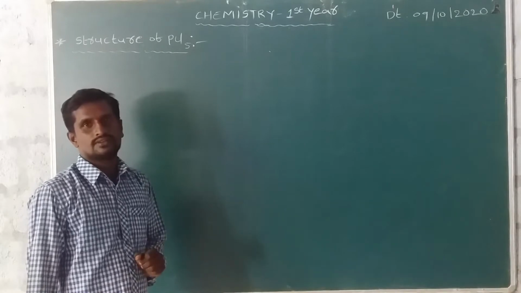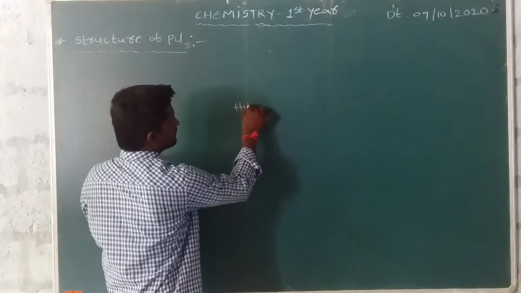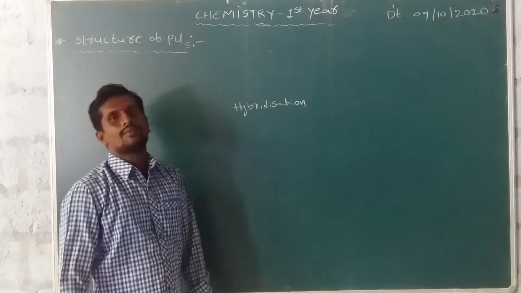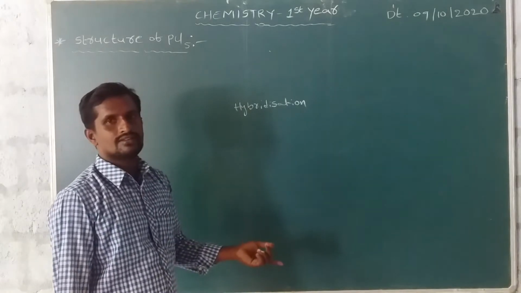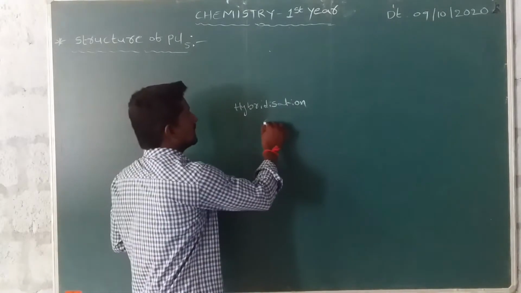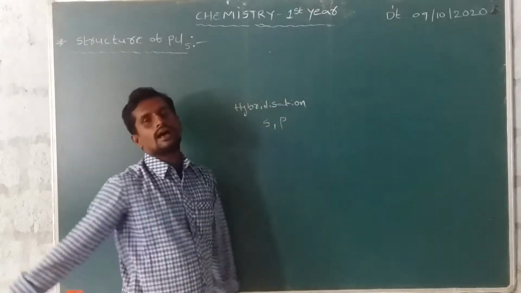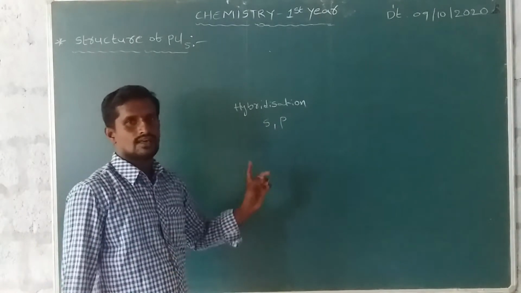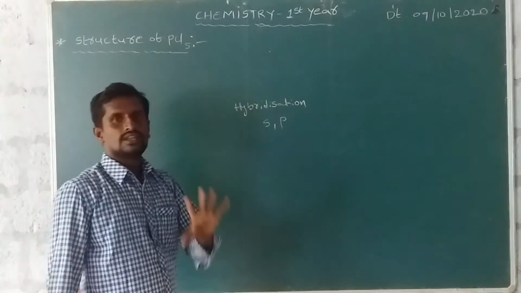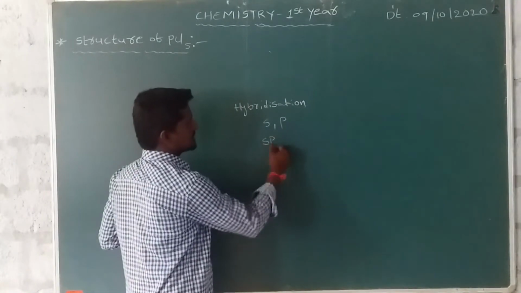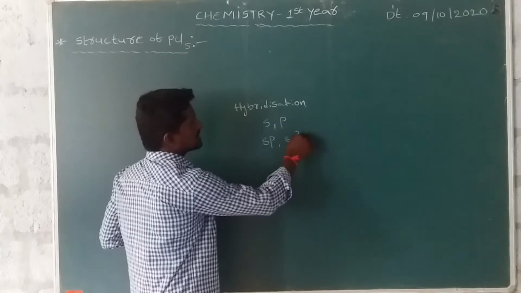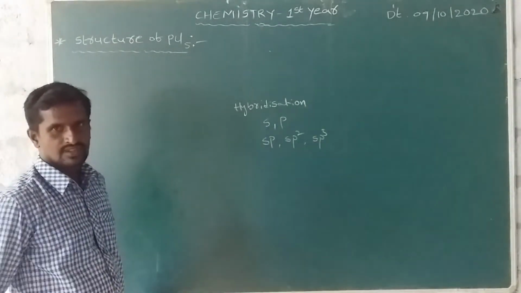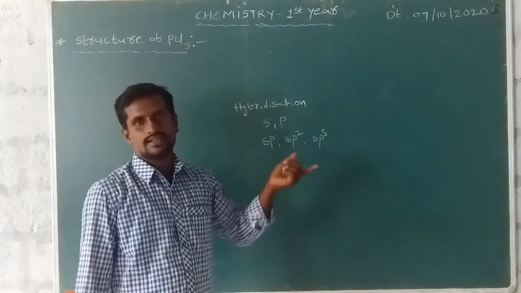Yesterday we discussed hybridization. Hybridization involves only s orbitals and p orbitals, and it can be classified into three types: first sp, second sp2, third sp3 hybridization. These three topics were discussed in yesterday's class.